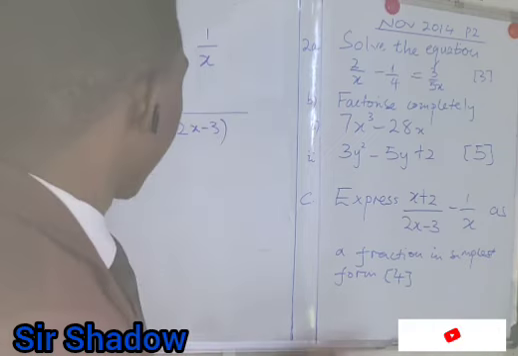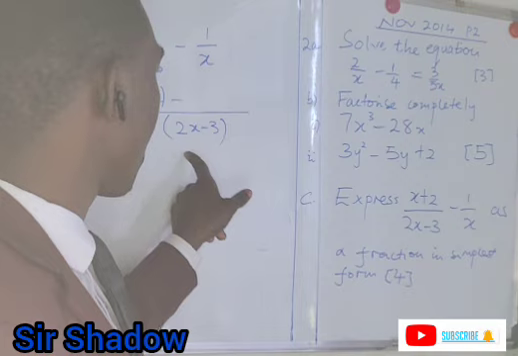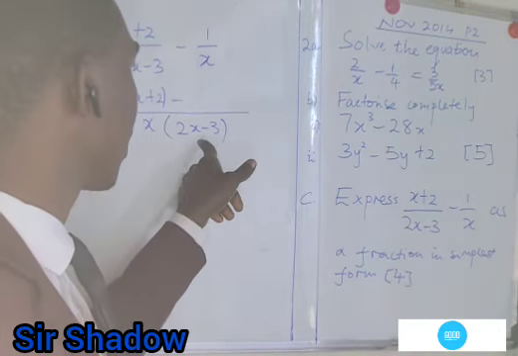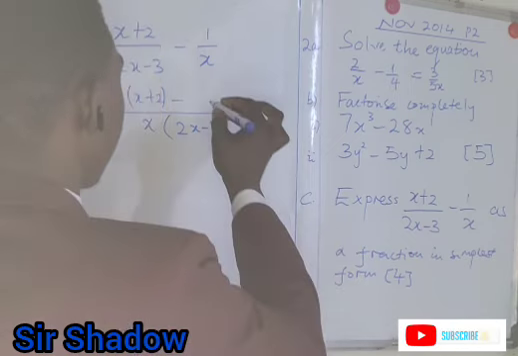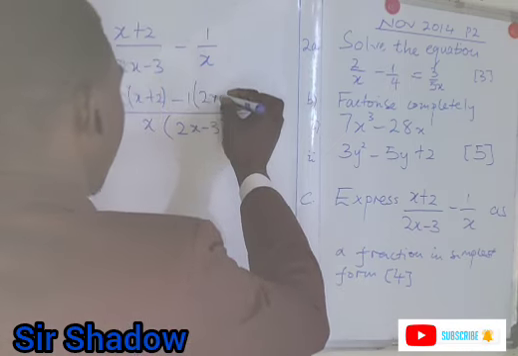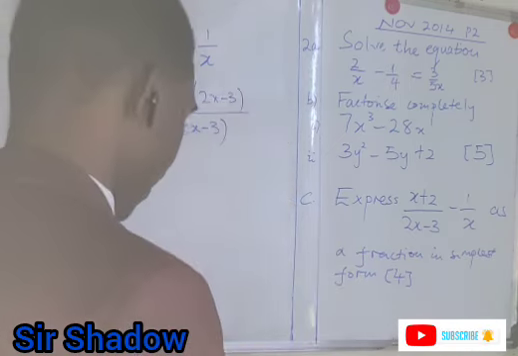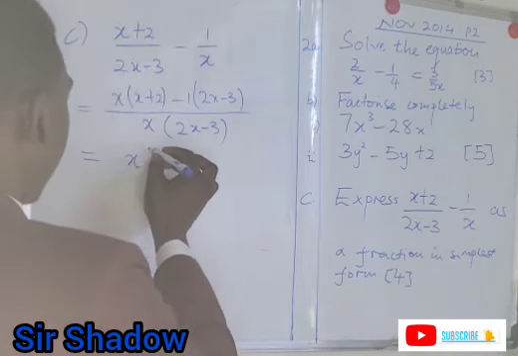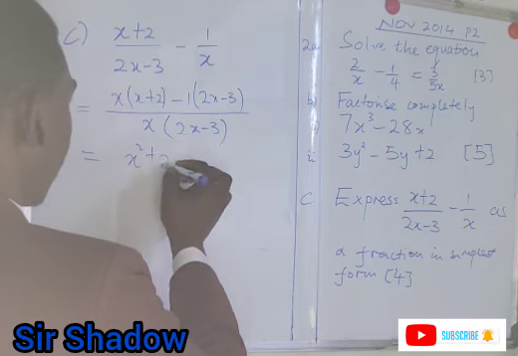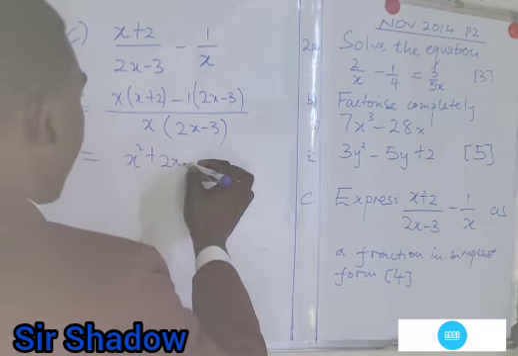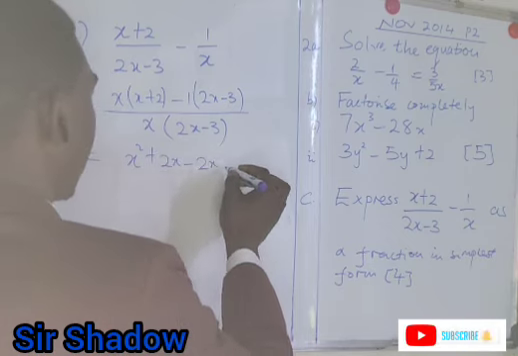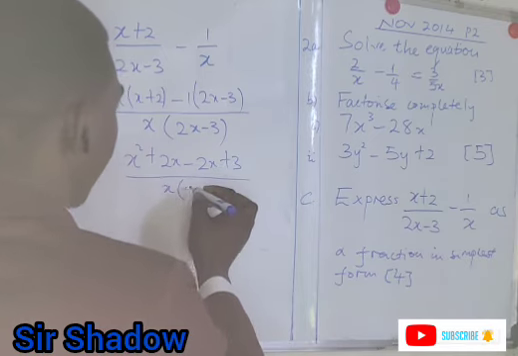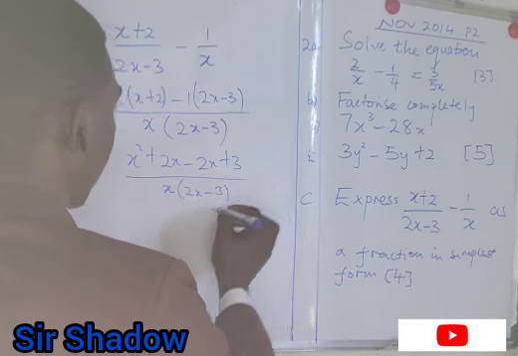Then x into x open bracket 2x minus 3. x will cancel this x and you're left with 2x minus 3. So minus 1 multiplying 2x minus 3. So this is equal to, let's now simplify the numerator. We have x squared plus 2x, then minus 2x plus 3, all over x open bracket 2x minus 3.